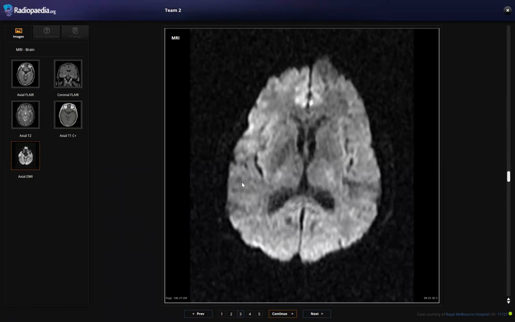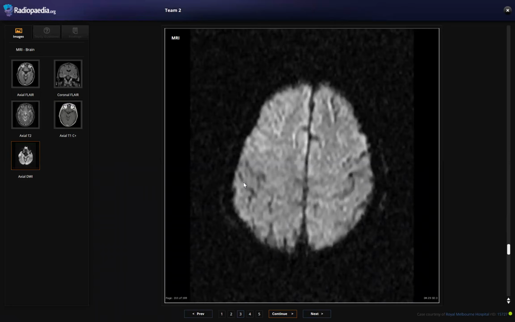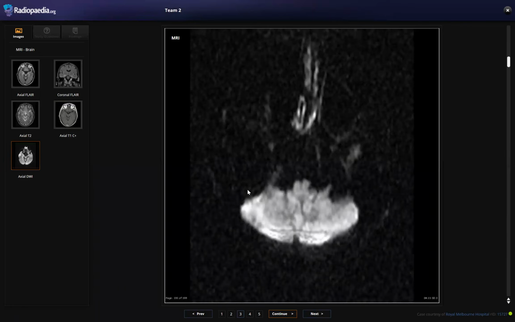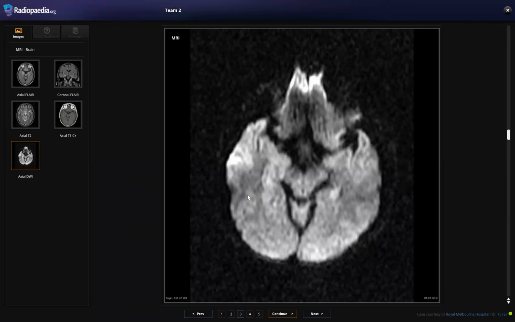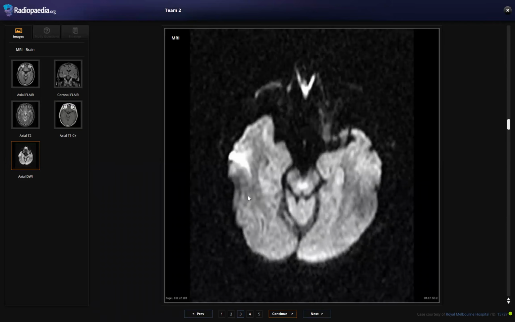The diffusion-weighted images are not showing any restricted diffusion. No restriction. So, okay, these are basically T2 FLAIR hyperintensities in the bilateral temporal lobes.